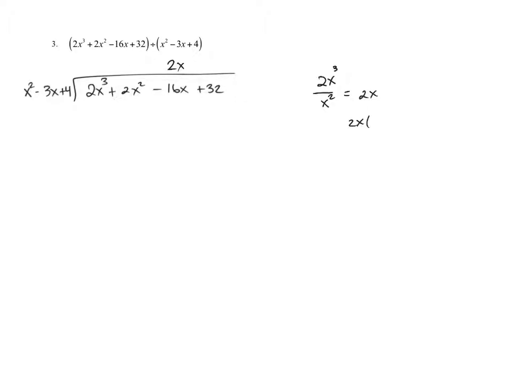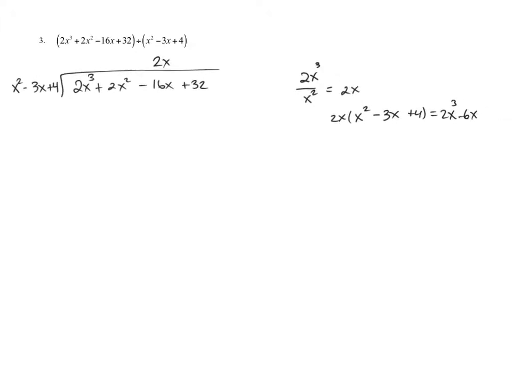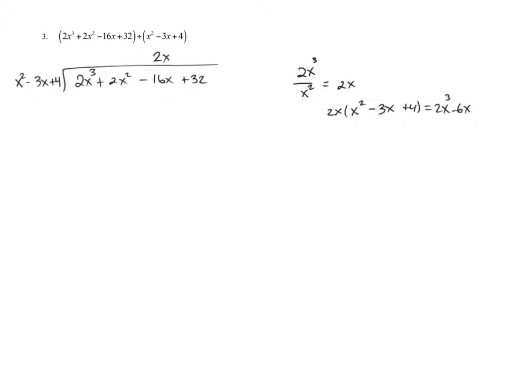And then we need to figure out what we're going to subtract. So multiply that 2x times the divisor, x squared minus 3x plus 4, and we would get 2x cubed minus 6x squared plus 8x. We're going to subtract that whole thing. That means adding the opposite, so I just change all my signs.